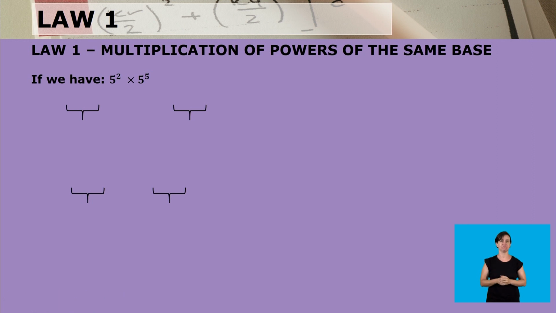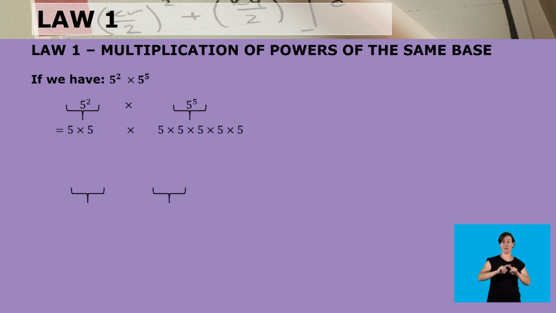So now if we have 5 exponent 2 multiplied by 5 exponent 5, before we can calculate these, we need to expand them, and of course we know how to do that. So we are going to expand 5 exponent 2 and we are going to expand 5 exponent 5. Now, how do we expand 5 exponent 2? That is going to be our 5 multiplied by our 5. And what about our 5 exponent 5?